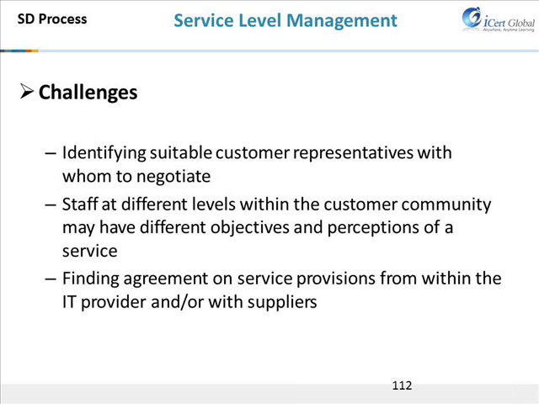Challenges. A critical challenge faced by SLM is that of identifying suitable customer representatives to negotiate. Staff at different levels within the customer community may have different objectives and perceptions of a service. And finding agreement on service provisions from within the IT provider and/or with suppliers is a major hurdle.